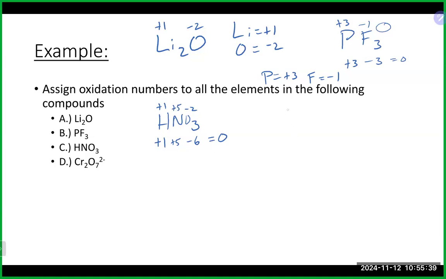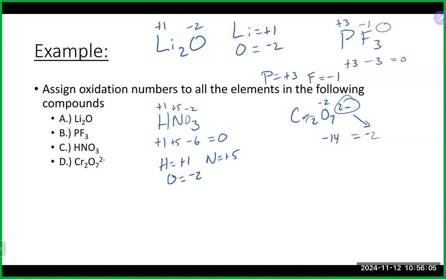And lastly, again, hydrogen would be +1, nitrogen +5, and oxygen -2. We got Cr2O7 2-, dichromate. Starting with the oxygen at -2 gives us a -14 overall, by multiplying by 7. This does need to equal -2, as that is the charge.